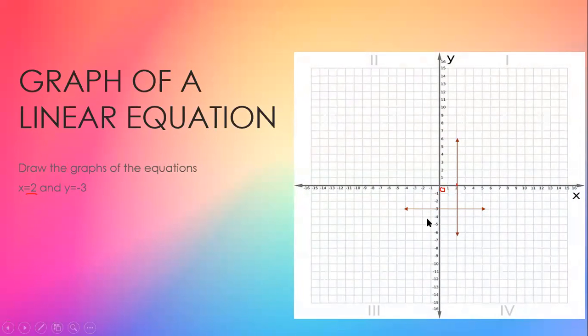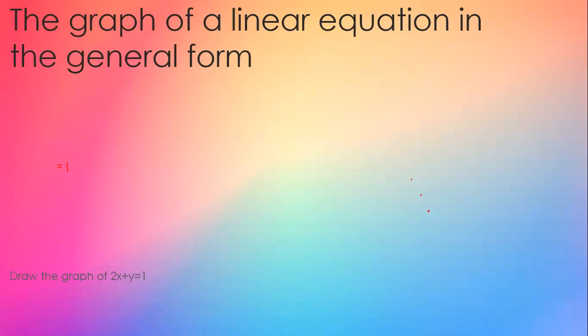So you can see on this graph, this vertical line which I have drawn on the x coordinate 2 is our line x is equal to 2, and this horizontal line is y equal to -3. Let us move to the other part.